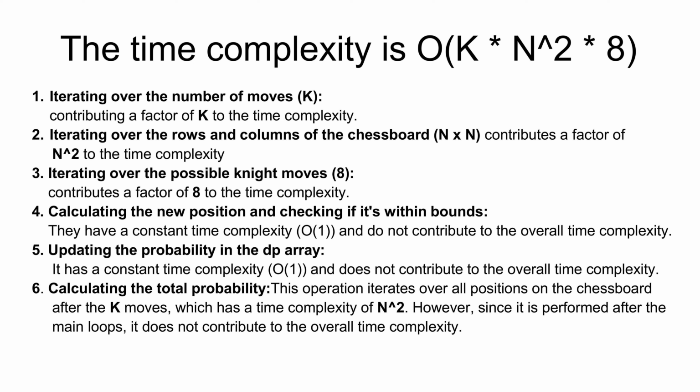Combining all the factors, the overall time complexity of the knightProbability function is order of k into n square into 8. This means as the number of moves k and the size of the chessboard n increases, the time taken to execute the function will increase linearly. It's important to note that the space complexity of the function is order of k into n square due to the DP array, which stores probabilities for each step and each position on the chessboard.